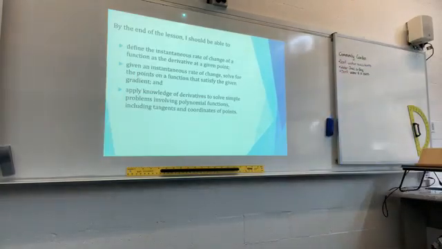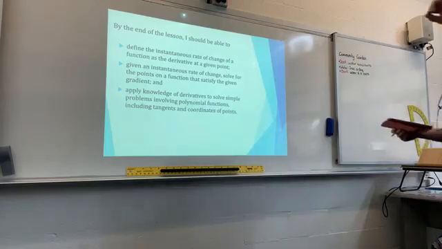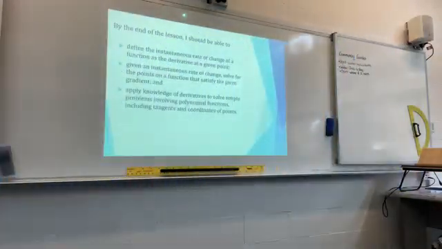By the end of the lesson, you should be able to define the instantaneous rate of change of a function as the derivative at a given point. If you're given an instantaneous rate of change, you should be able to solve for the function that satisfies the given gradient, and finally, apply knowledge of derivatives to solve simple problems involving polynomial functions, including tangent and coordinates of a point. It's putting a few things together: the derivatives, the gradient, as well as the equation of a line.